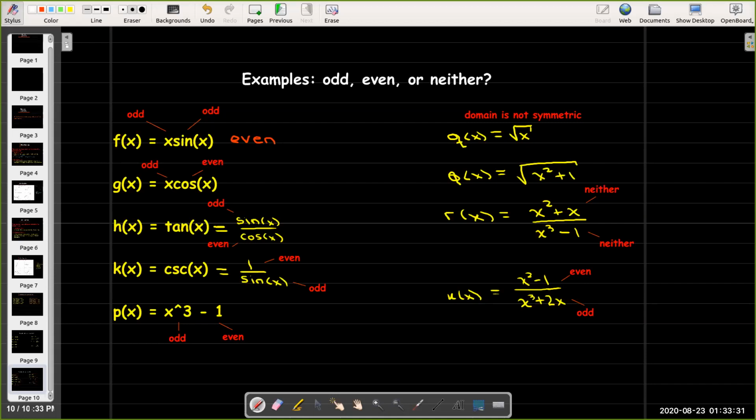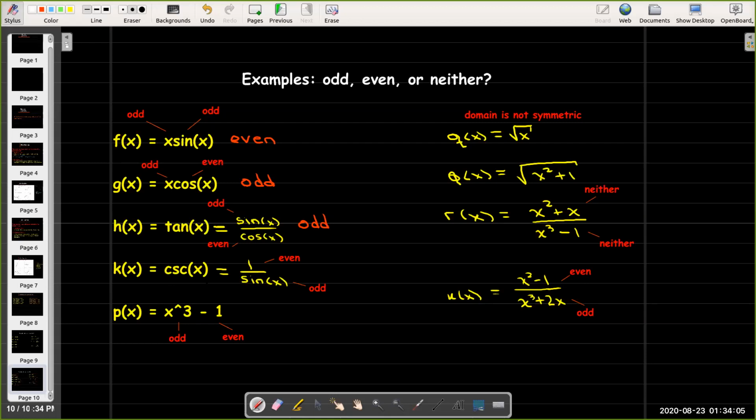In our next example, where we have g of x equals x times cosine of x, that's an odd function times an even function. The result will be an odd function. For our next example, tangent of x is just sine of x over cosine of x, which would be an odd function over an even function. Again, we get an odd function as a result.